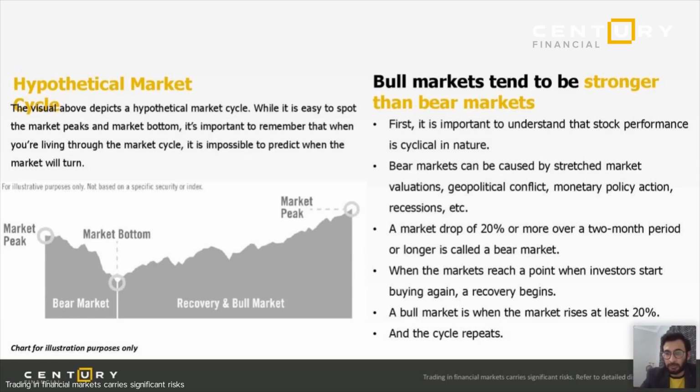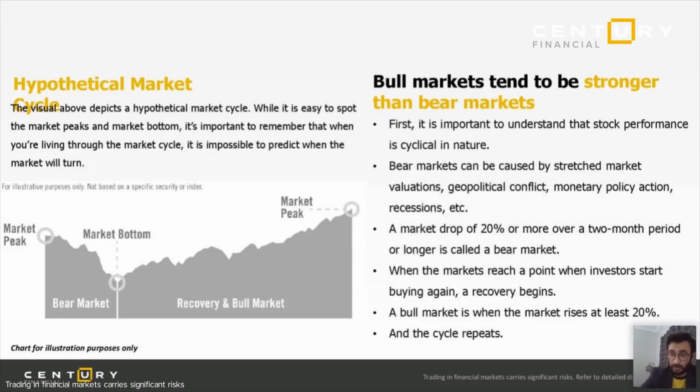So yeah, fair enough, it is very difficult to point this out, but what we'll do is we'll go a little back and try to understand how the bear and the bull markets have survived. The first thing we observed was that the bull markets, which means when the market starts going higher, tend to be stronger than the bear markets. How is that? First, you understand the stock performance.